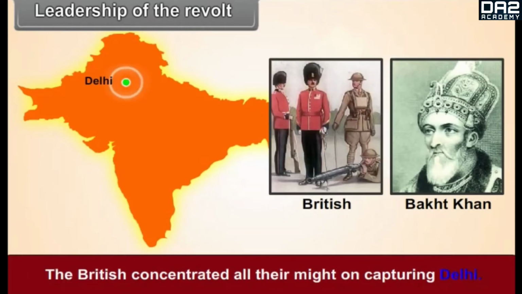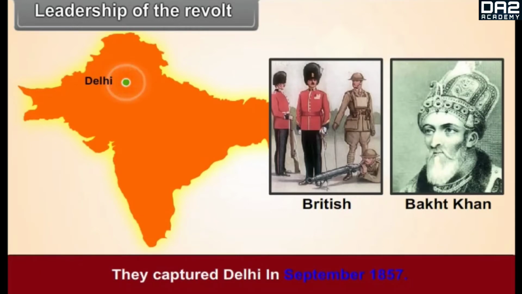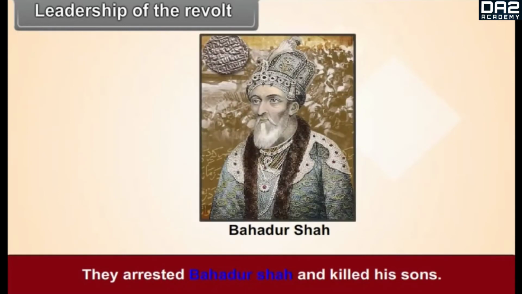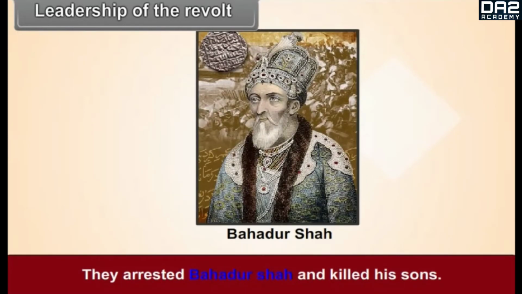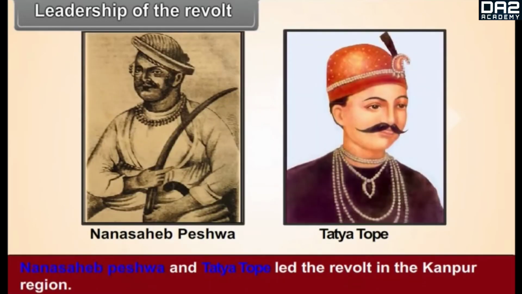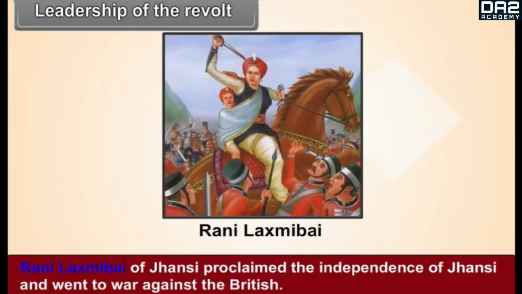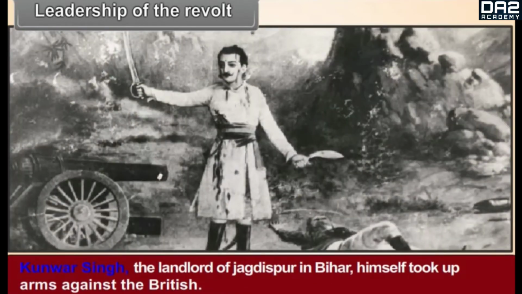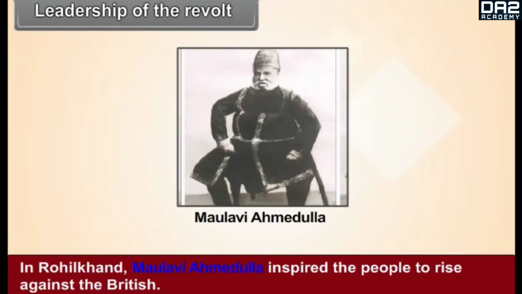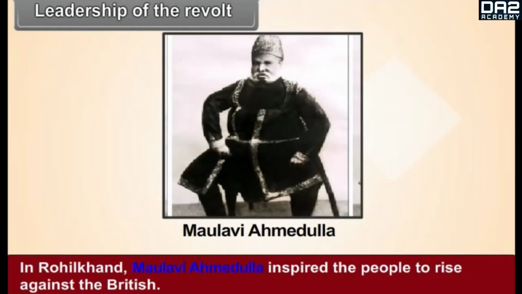The British concentrated all their might on capturing Delhi. They captured Delhi in September 1857. They arrested Bahadur Shah and killed his sons. Nana Sahib Peshwa and Tatya Tope led the revolt in the Kanpur region. Rani Lakshmibai of Jhansi proclaimed the independence of Jhansi and went to war against the British. Kunwar Singh, the landlord of Jagdishpur in Bihar, himself took up arms against the British. In Rohilkhand, Maulavi Ahmadullah inspired the people to rise against the British.